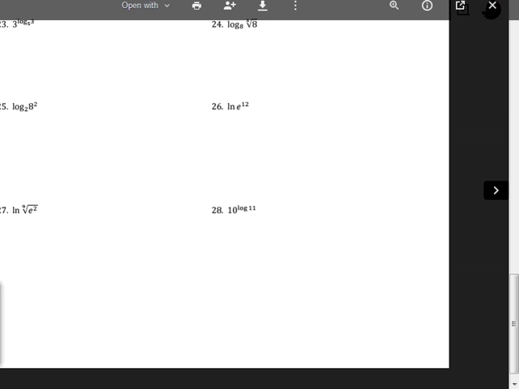Remember, if there's no base, you got to give it a base. Seems like there's no base here, but you can rewrite ln as log base e. Then it'll have a base. Log base e of e to the 12. And then once you get this little pattern going on, they're easy.